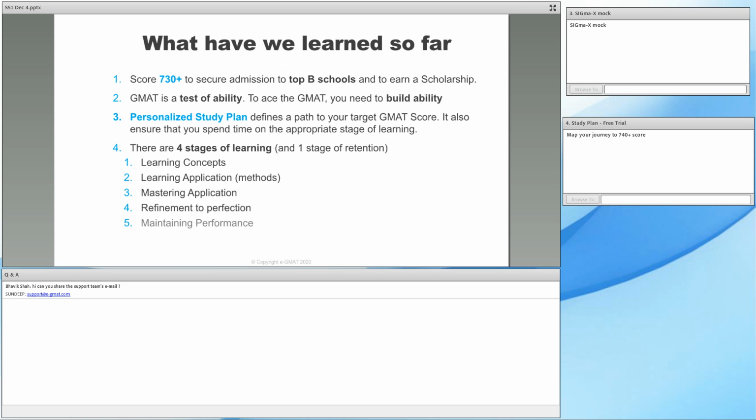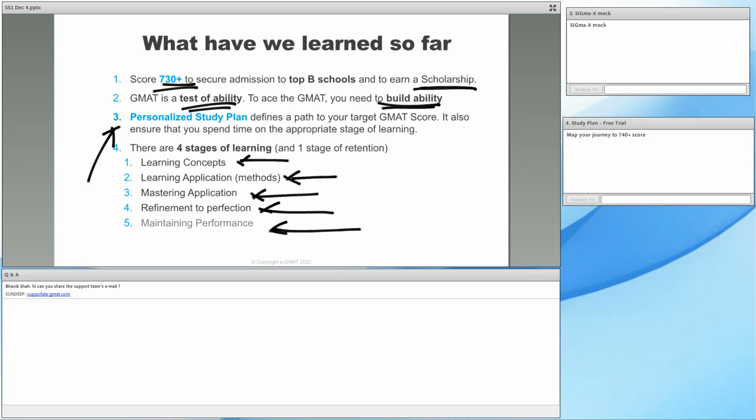Okay. So let's revise what we've done so far. The first thing that we've learned is what you need if you want to get to that 730 or higher score, get into that top B school and get that fellowship. Second thing is GMAT is a test of ability. And to ace the GMAT, you've got to build ability. The third thing is to get there efficiently, to get there with certainty, you need that PSP or personalized study plan, because it creates an efficient path. It allocates the relevant amount of time that you need, and it makes sure that you focus on the right stage of learning. And what are those stages of learning? You have 4 stages of learning: learning concepts, learning application, mastering application, and refinement to perfection, and then 1 stage of what we call retention, or maintaining your performance.